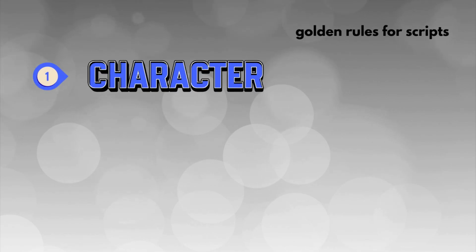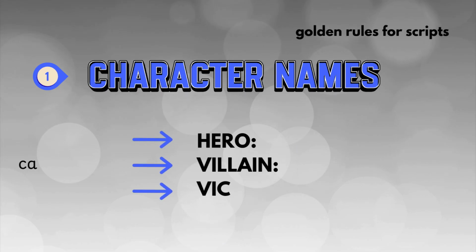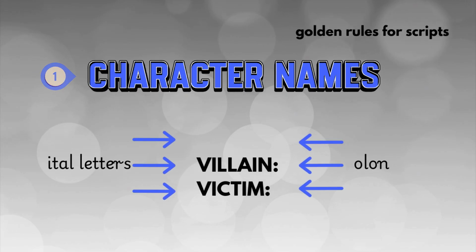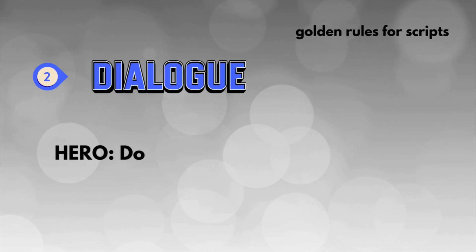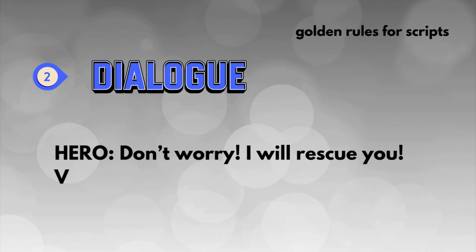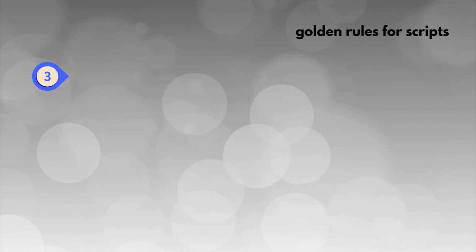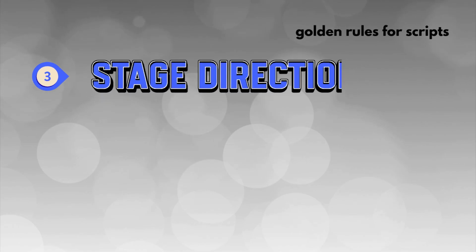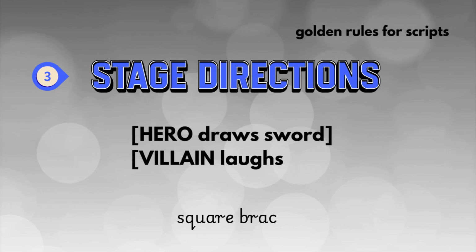Here are the golden rules for scripts. Rule number 1, character names. Write the character's name in capital letters, followed by a colon. Rule 2, dialogue. Right after the colon, write exactly what the character says. Rule 3, stage directions. When you want to show action or movement, put it in square brackets.